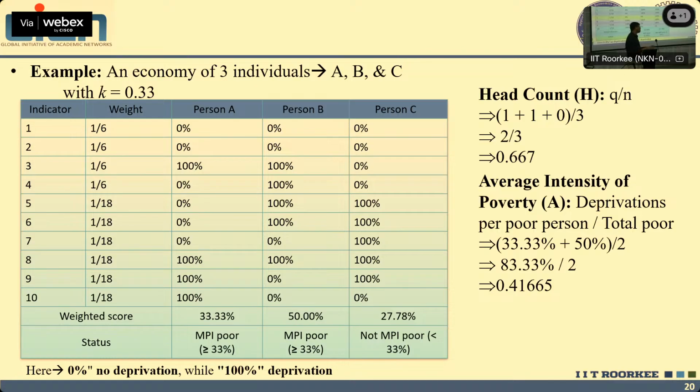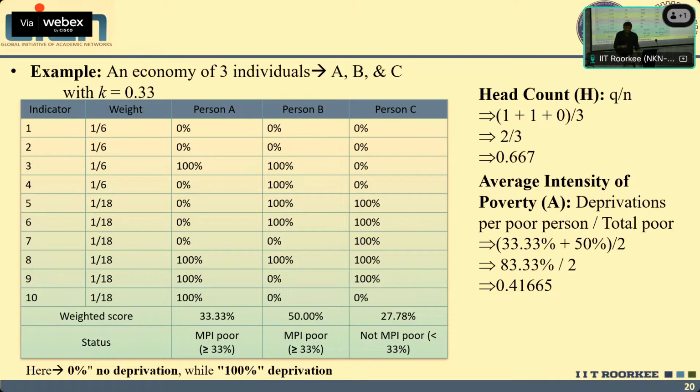Whereas, as we are going to use the intensity of the poverty, at this moment you can calculate the average intensity of the deprivation. So the initial check we made was through the headcount ratio, which was 0.667. The average intensity can be calculated by asking what is the extent of intensity. It's not just the person that matters. The extent of intensity is 33.3% in the first column, and the second one is actually 50% intensity. Of course, the third one is not deprived.